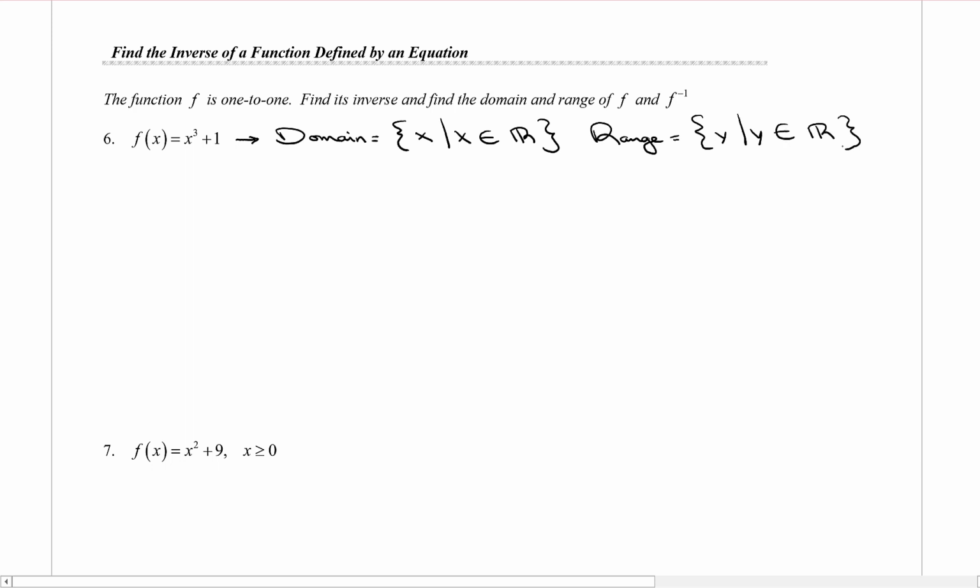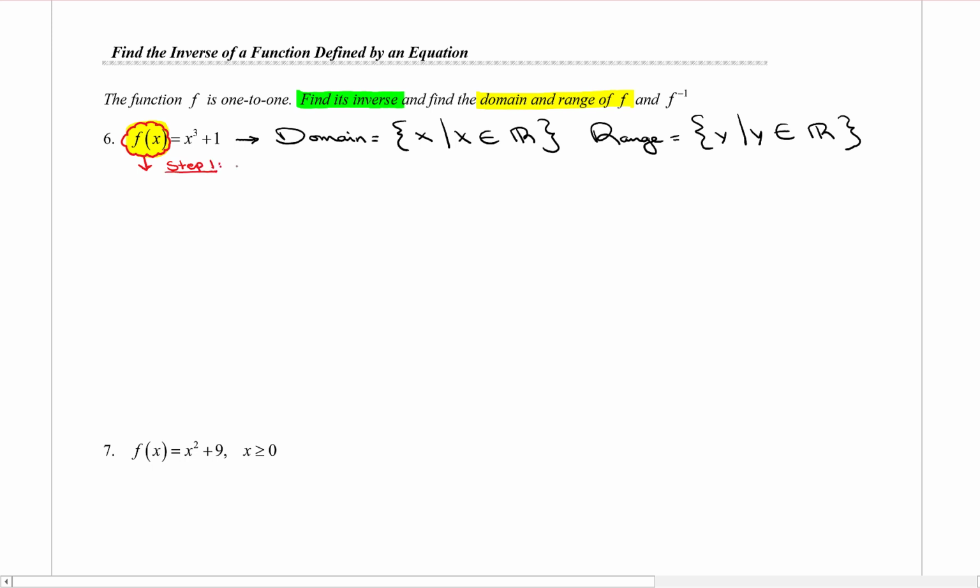You guys should remember this. The way we know domain, we only have to watch out for 3 things, right? Can't divide by 0, you can't have any negatives inside of an even root, and you can't take the logarithm of 0 or a negative number. Well, there are no variables in a denominator, there are no even roots, and there are no logarithms. So that's how I know that the domain's all real numbers.